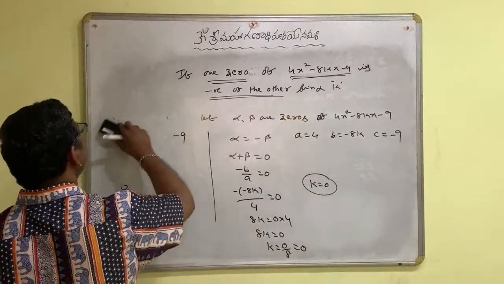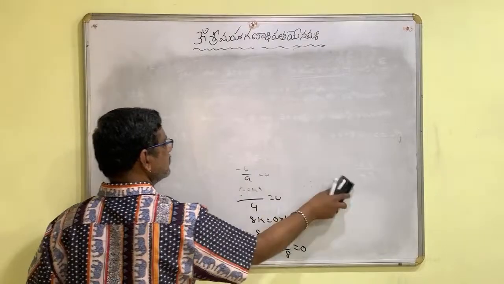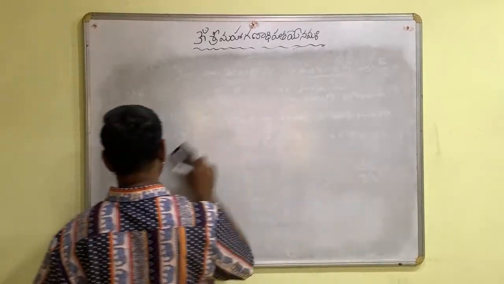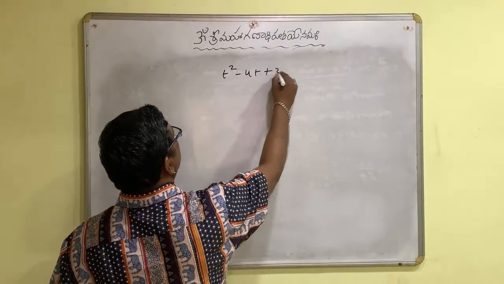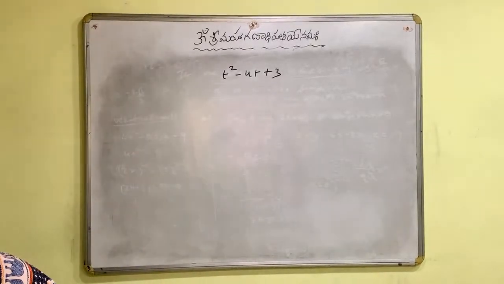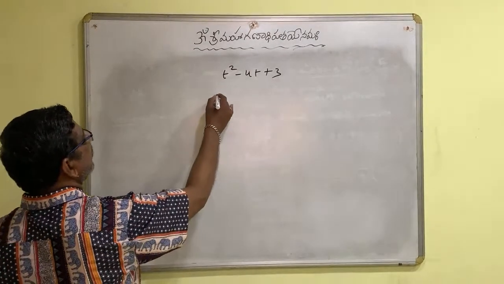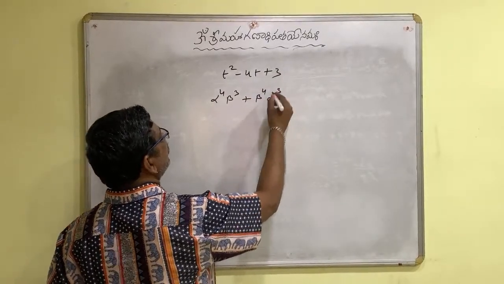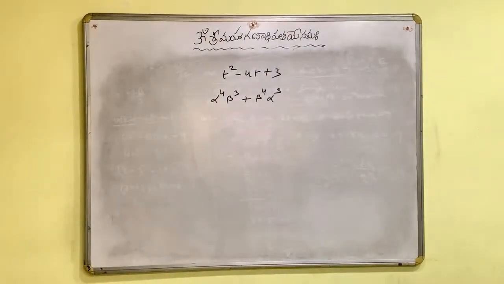Now, next question. If alpha, beta are the zeros of t square minus 4t plus 3, then find the value of alpha power 4 beta cube plus beta power 4 alpha cube. How to do this? Any idea?